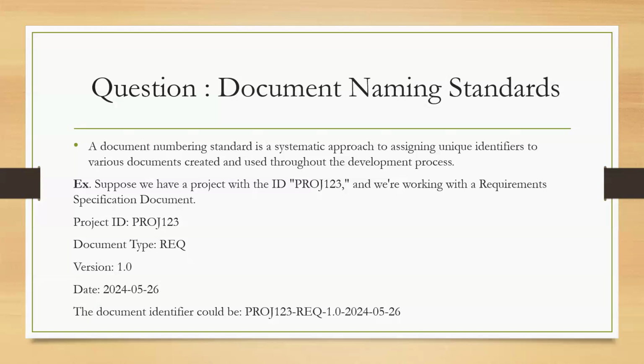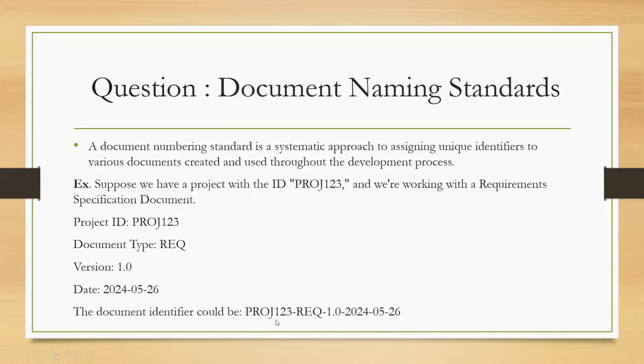Okay, the document naming standards depend on the organization. Suppose we have a project with the ID project 123, and we are working on the requirement specification document. So here we have the project ID, and the document type is requirement specification document. And the version is initially 1.0, and the date we have given. So the document ID would be the project ID, the document type, the version and the date. So this is one document naming standard.